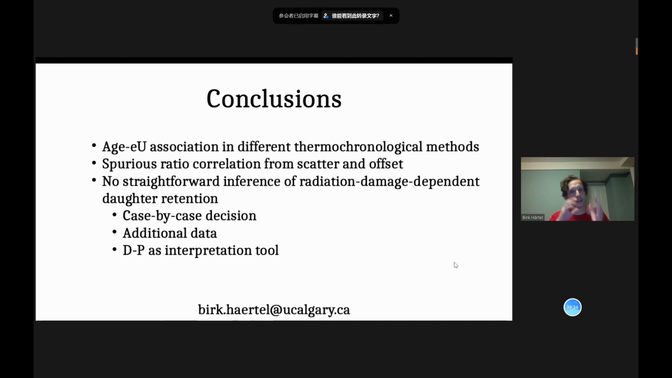So therefore, the data analysis and the interpretation must always be a case-by-case decision using the daughter-parent relationship as an interpretation tool. And if we can, of course, we should also gather additional data, such as, for example, fission track lengths, or in case of Raman, the annealing detection ratio, to make sure that we don't get trapped in an interpretation that we cannot support with our data.